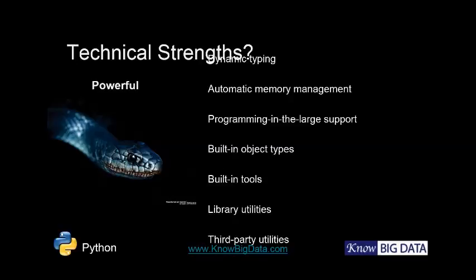It's a dynamically typed language with automatic memory management. You have auto garbage collection in this. You don't have to worry about allocating the memory and using it. The garbage or the unused memory is auto collected. There is a lot of support for Python since it is open source: built-in object types, built-in tools, library utilities, third-party utilities. So the overall picture is that it is really powerful, being open source. You can do a lot of stuff with this.